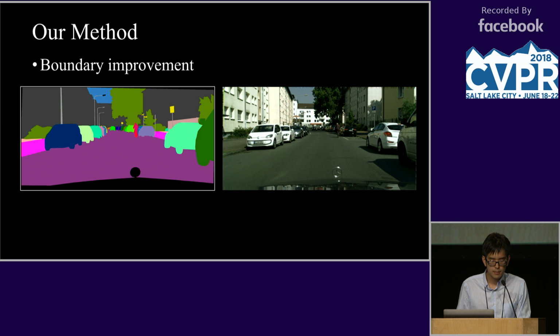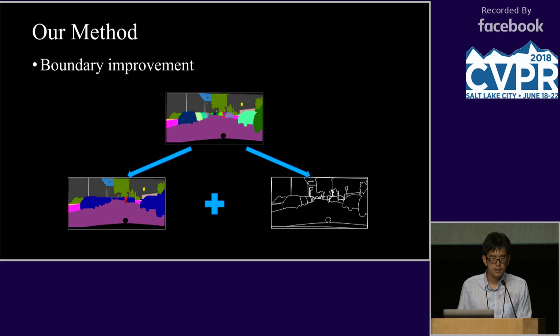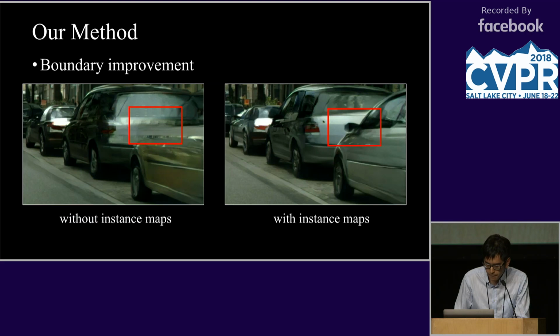To utilize this map, we first extract the boundary map from it. Then, the instance map can be seen as the label map plus the boundary map. And these two are concatenated together to put into the network. This is an example showing the benefits of using instance maps. As you can see, using instance map helps to create images with clear boundaries.